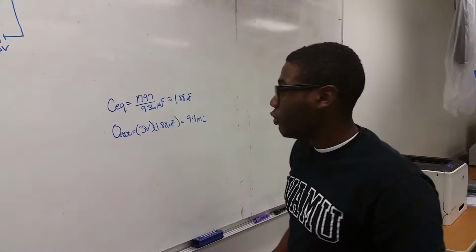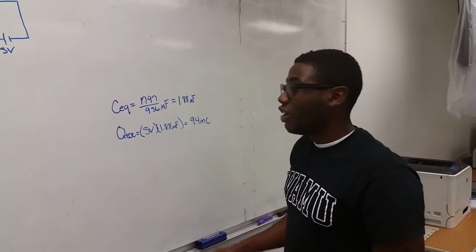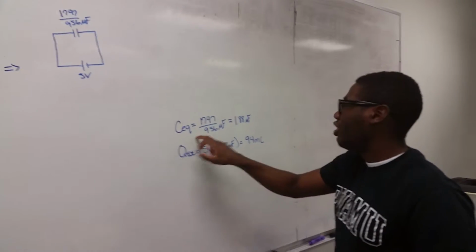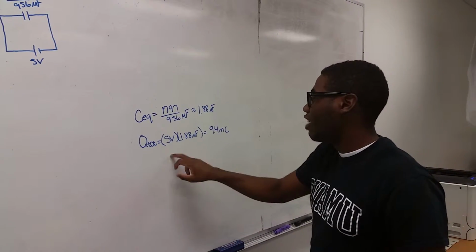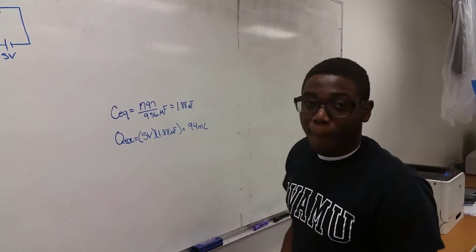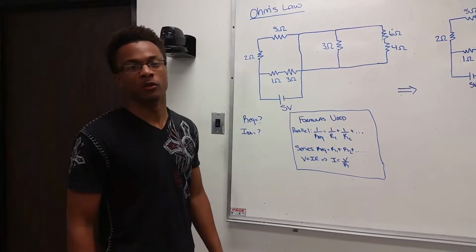And to get the total charge, you would do Q equals CV. So the voltage, which is 5, and your CEQ, which is 1.88. So 5 times 1.88 would get you 9.4 microcoulombs. We just had a review over capacitors.